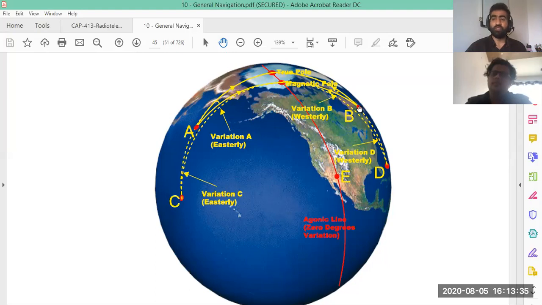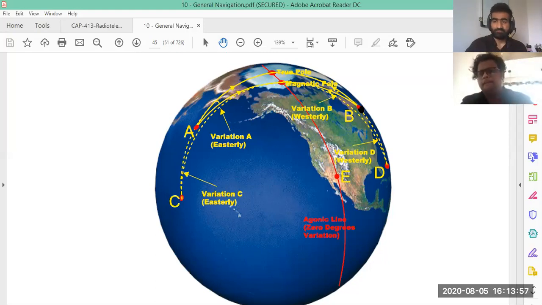So this is points of equal variation. Variation will be from true north to magnetic north, always measured in east or west from true north, with respect to the observer.